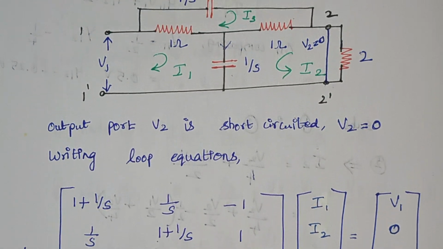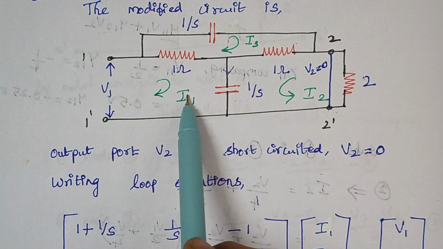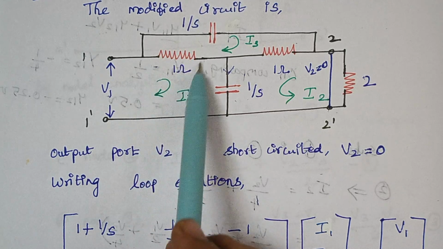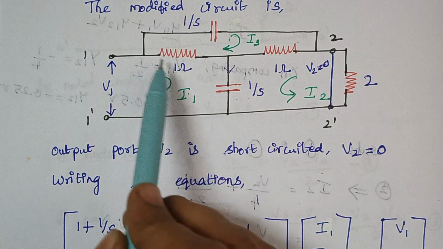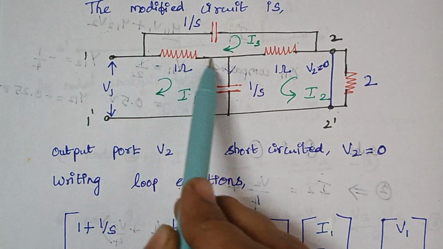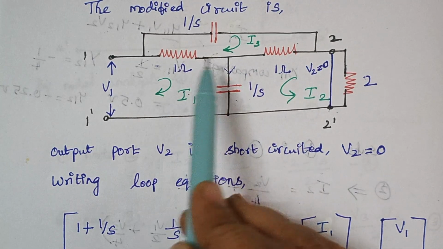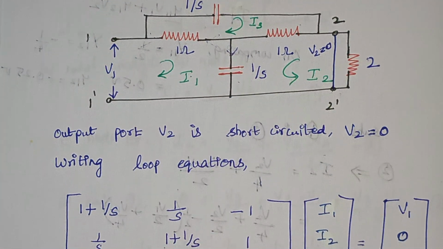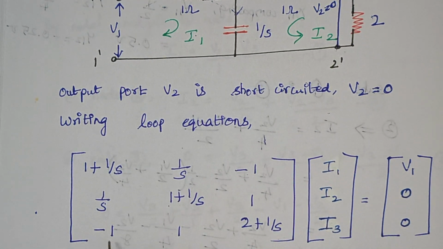When you look at loop 1 and 3, what is the element which is common? This 1 ohm is common. The current in loop 1 flows like this, whereas I3 flows in the opposite direction. Therefore we have to introduce a minus sign. So minus 1 and here minus 1.